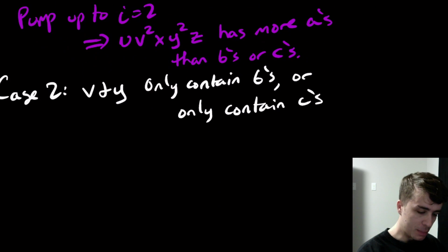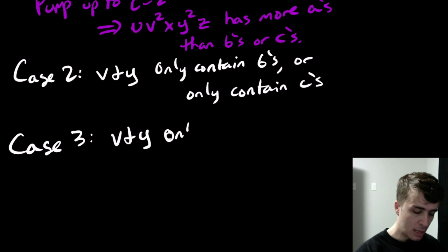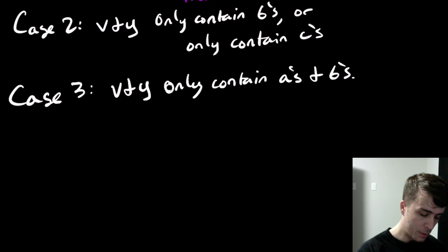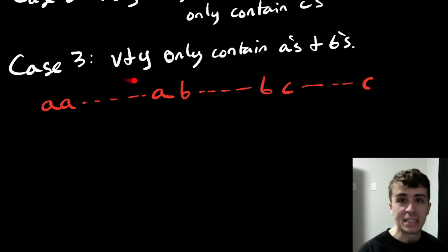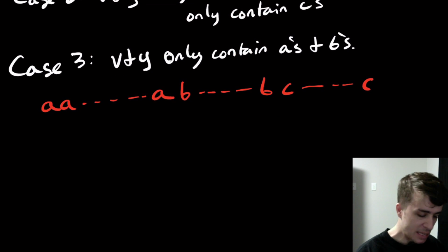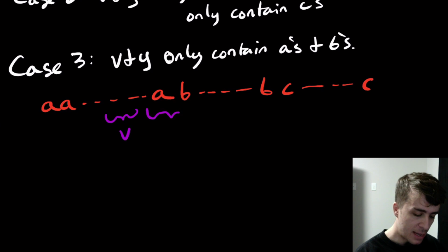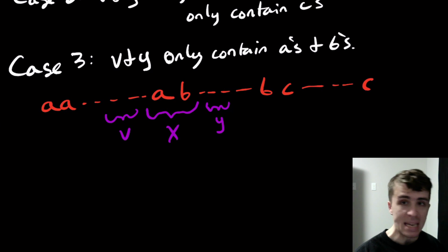So what about the other possibility, case 3, that v and y only contain a's and b's. Let's visualize what this looks like. If I have a bunch of a's here, b's and c's. Actually, you can show that in this case both of these have to be non-empty if we weren't in the other cases, but that's not important. The v part is over here because it's before the y part. The x part is going to be somewhere here. It may cross into the b's, we don't know for sure. But I know that the y part is in the b's only, because that's what I assumed.